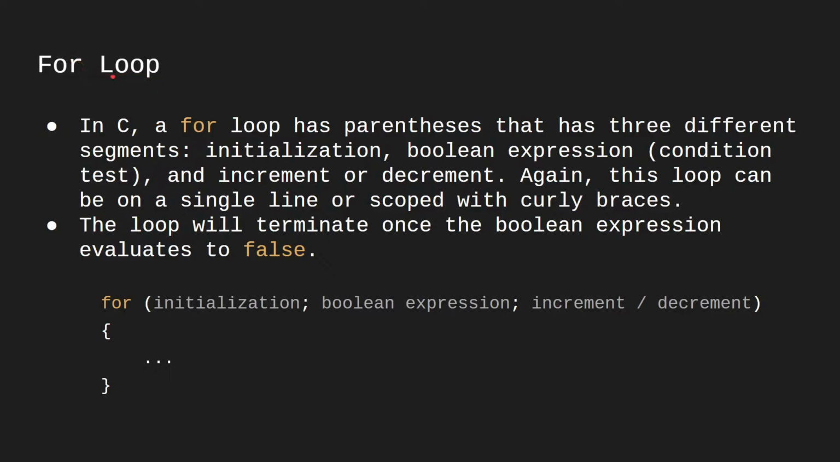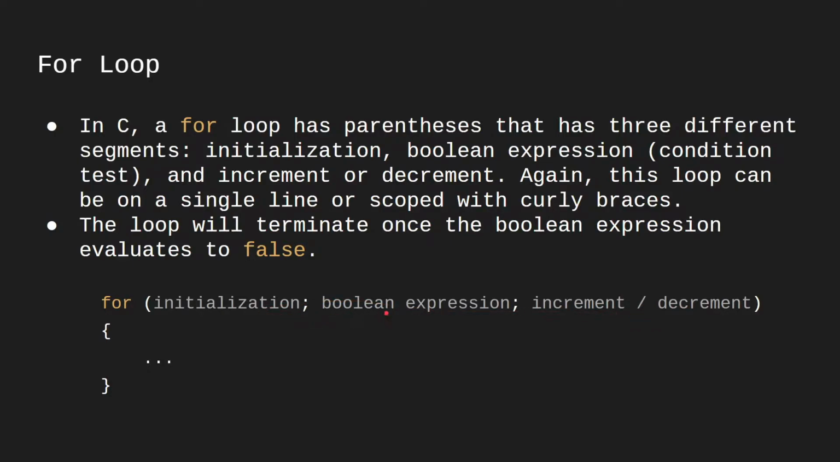Okay, let's go over the for loop. So the for loop has, just like the while loop, a pair of parentheses, but it's actually segmented into 3 different sections. We have the initialization section, the Boolean expression section, and then this increment, decrement, or assignment section, whatever you want to call it.